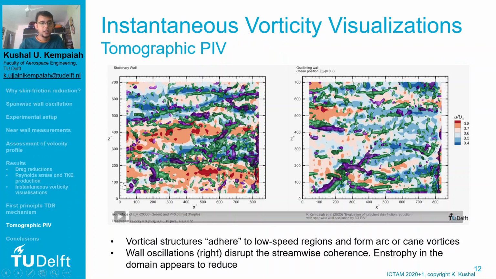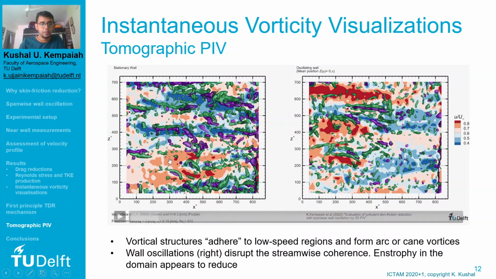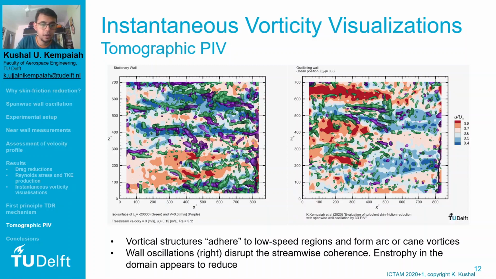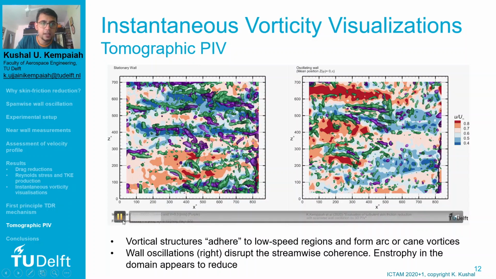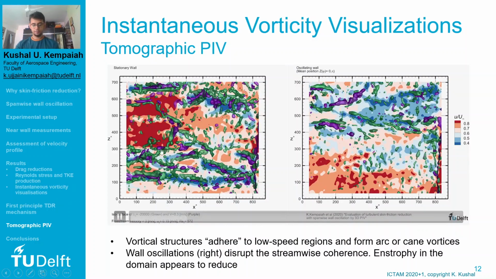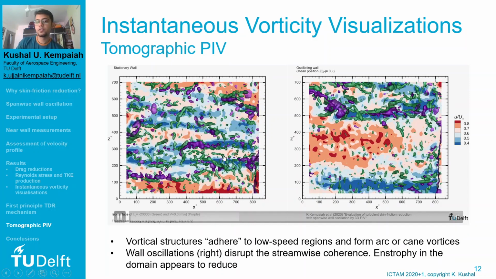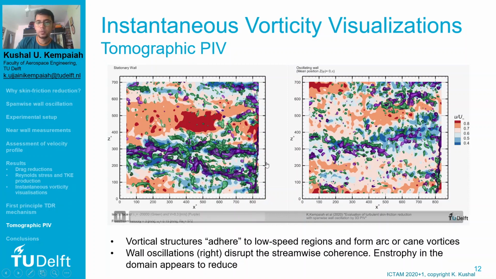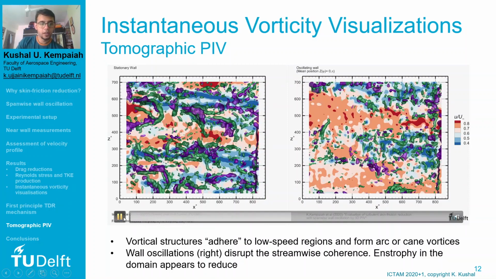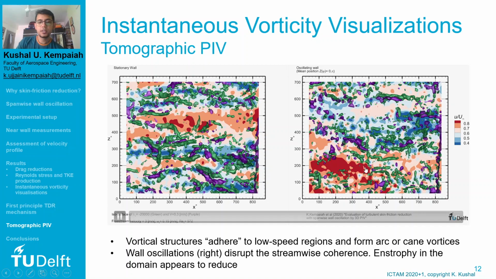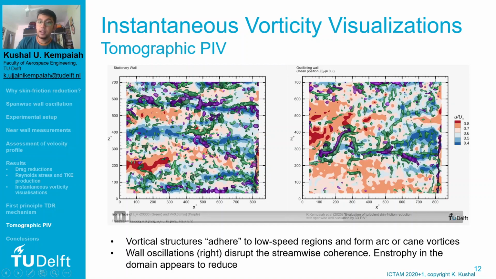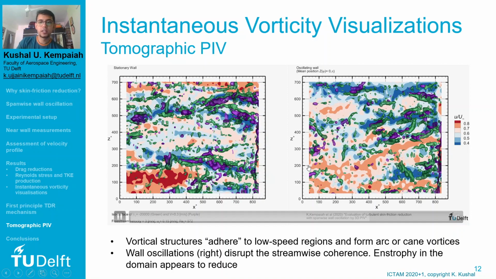Looking at the instantaneous vorticity visualizations, on the left you have the stationary wall, where green represents the isosurface of lambda 2 and purple represents the isosurface of wall normal velocity of about 0.3 meters per second. It can be clearly seen that in the case of the stationary wall, the vertical structures adhere to the low speed regions and form arc or cane shaped vortices. Whereas when comparing it with the oscillating wall on the right, it is seen that the oscillations disrupt the streamwise coherence and the entropy in the domain appears to reduce in the case of the oscillating wall.